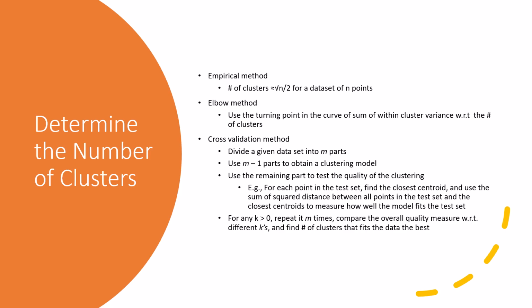First one, empirical method: the number of clusters equals square root of n by 2 for a data set of n points. Second one, elbow method: use the turning point in the curve of sum of within-cluster variance with respect to the number of clusters. Third one, cross-validation method: divide a given data set into m parts. Use m minus 1 parts to obtain a clustering model. Use the remaining part to test the quality of the clustering. For any k greater than 0, repeat m times, compare the overall quality measure with respect to different k's, and find the number of clusters that fits the data the best.